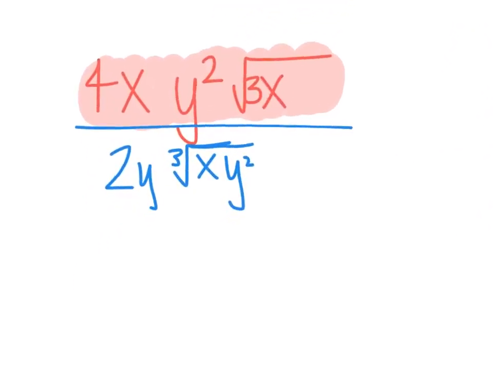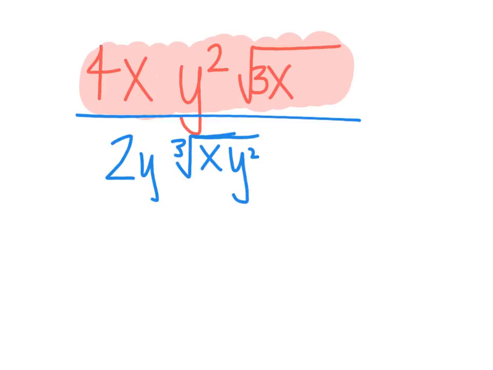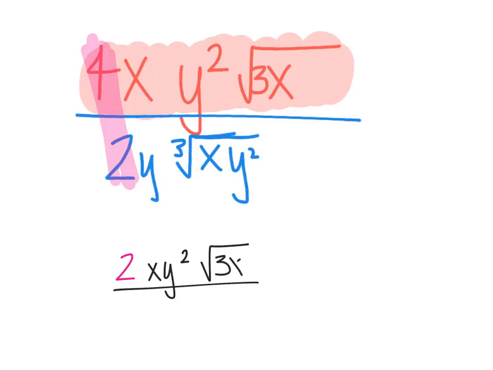So this is now my problem, which is, again, not horrible looking, but I can simplify that a little bit in a couple ways. First of all, these numbers here, 4 and 2, I can divide those, because 4 divided by 2 is really just 2. So my problem is actually 2xy squared times the square root of 3x over y times the cube root of xy squared.